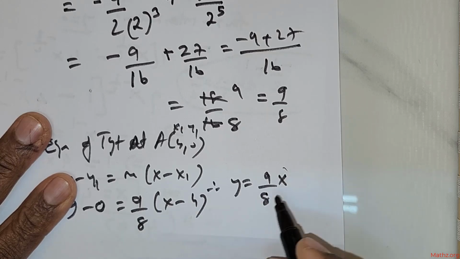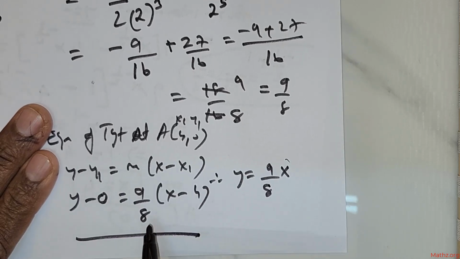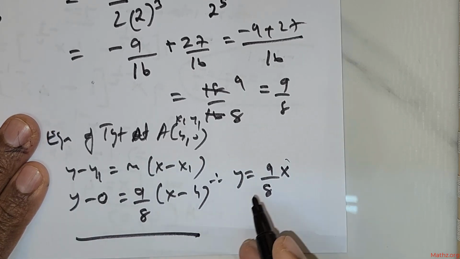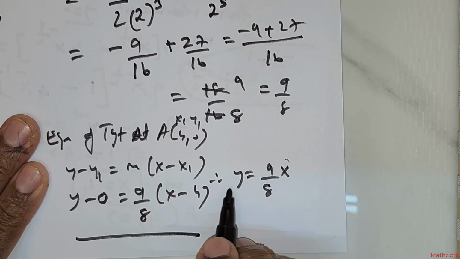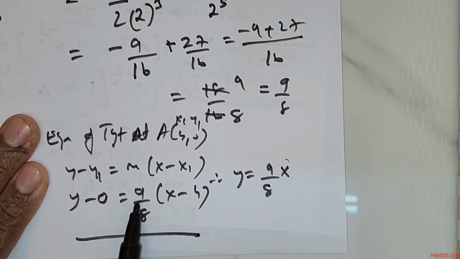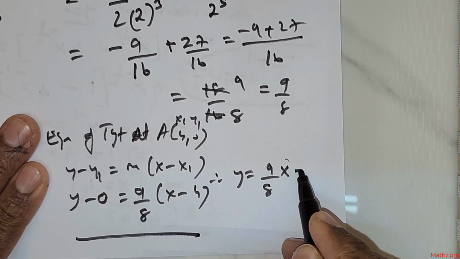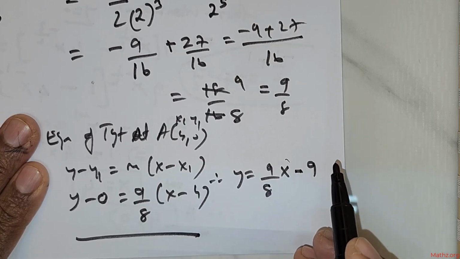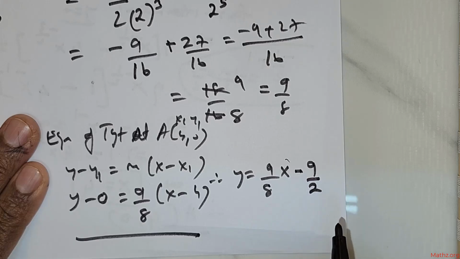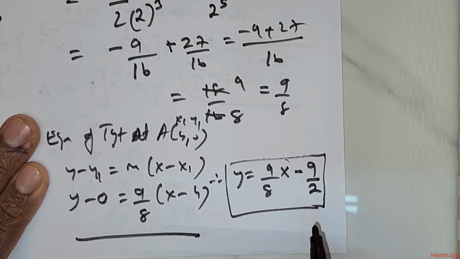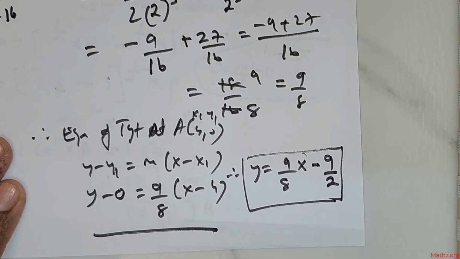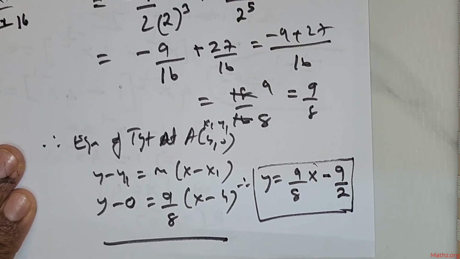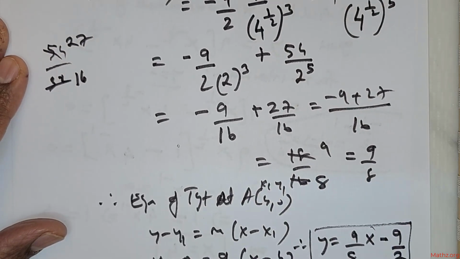You can stop it here, and I'm actually meaning this part, right? So if you want to elaborate this, just distribute 9 over 8 throughout. So that would give you negative 9. 4 divides 8 2 times, so you have a 2 there, and that is the equation of the tangent at the point 4 comma 0. Right, so we have to move on.